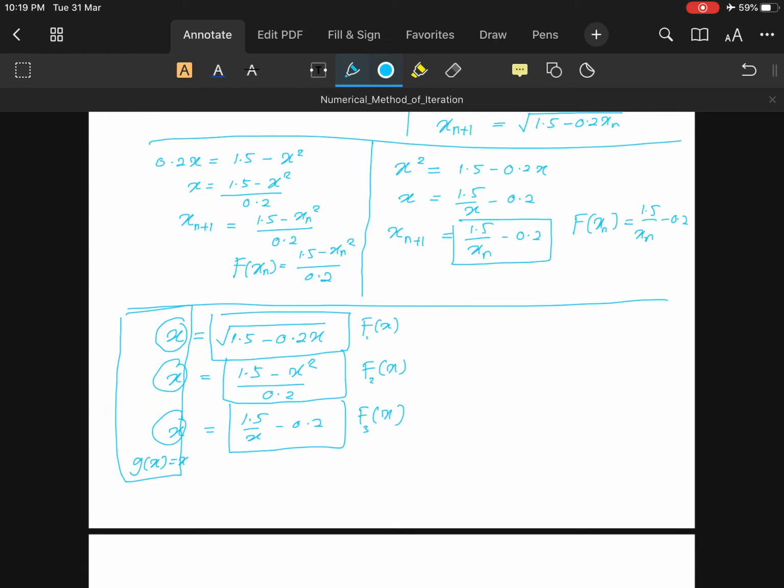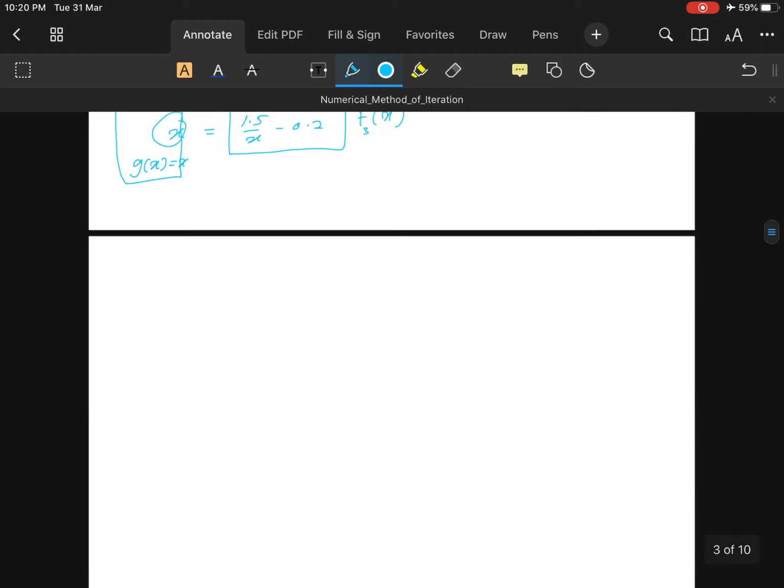For each of these cases, what I'm going to do is plot the first relation, the second relation, the third relation, and so on, together with the original function. So let's see why this can work, and how you know that the value that you come out with from this relation is actually the root. So let's go to the graph.